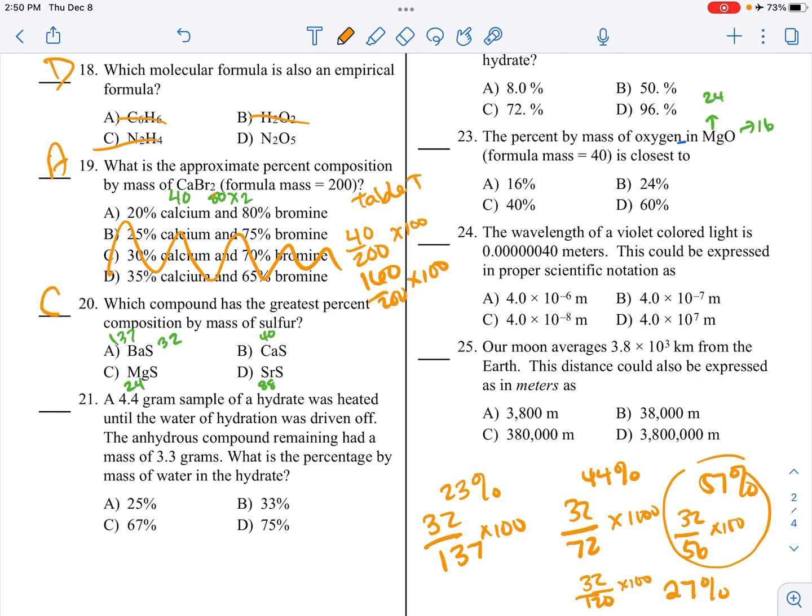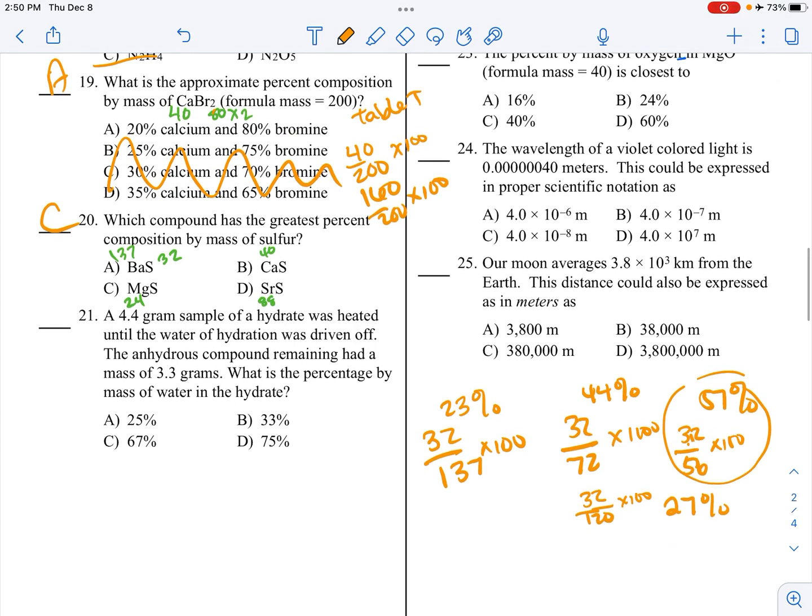See? I didn't really even need to solve it, because I see that these numbers, numerator compared to denominator, are very close together. Percent by mass of water: a 4.4 gram sample was heated until the water was driven off, and then we have the anhydrous at 3.3. So 4.4 has water, 3.3 does not, so 1.1 is the water. What percent? Part is the water, whole had the water, times 100. So 1.1 divided by 4.4 times 100 is 25%.